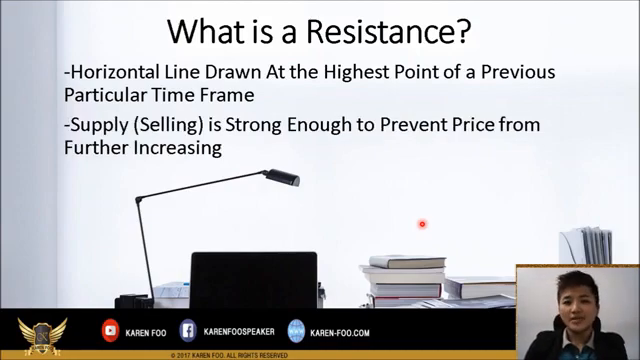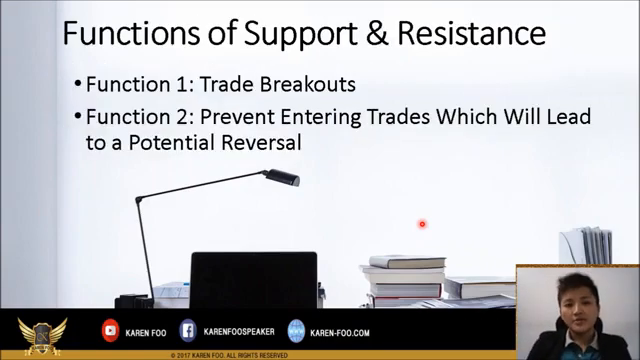So why does this happen? It is because the supply, or the selling, is strong enough to prevent the price from further increasing, meaning the amount of sellers is more than the buyers. So that's why the price, instead of further increasing, starts to decrease from there. Okay, so what are the functions of support and resistance?